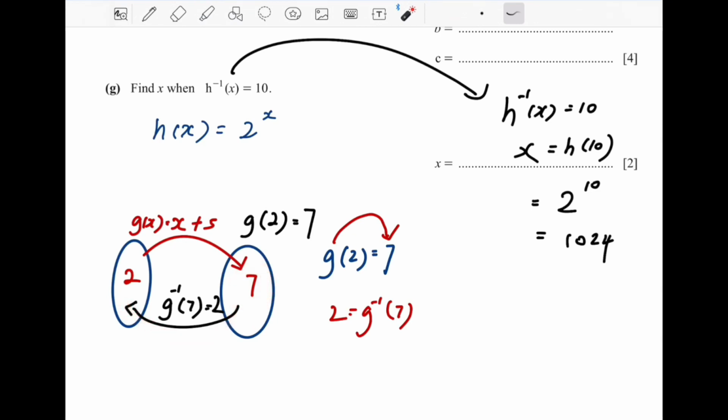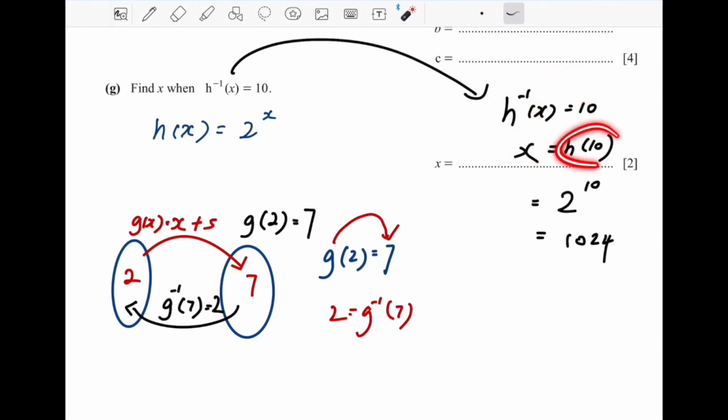Makes sense, right? So I just want to prove to you that if you have g(2) equals 7, when I move the g to the other side, it's just a reverse process. It becomes g inverse 7 equals 2. Same here. If I have h inverse x equals 10, when I move h inverse to the other side, it becomes h again. So it becomes h(10) equals x.